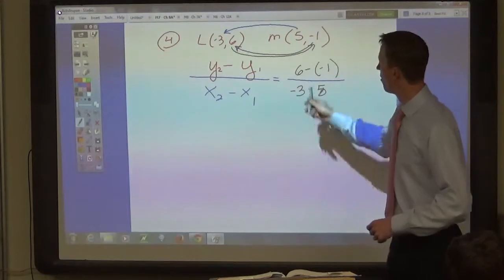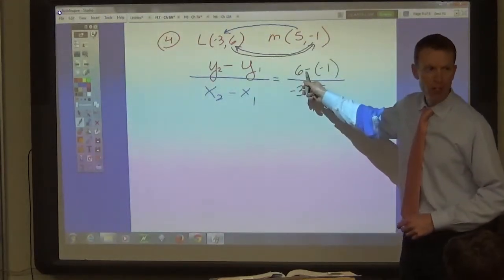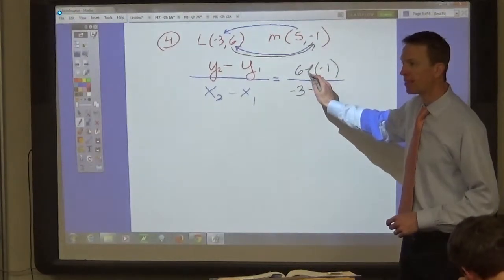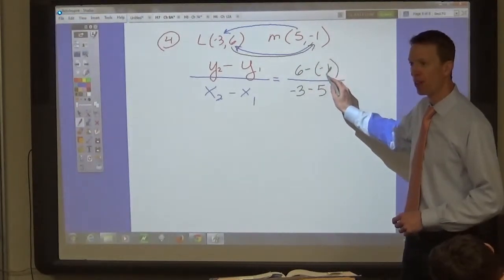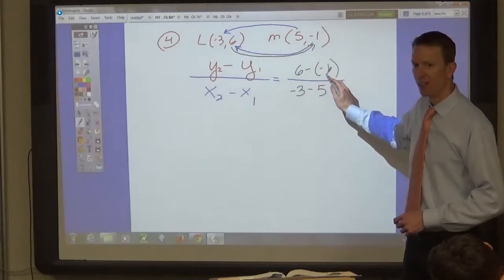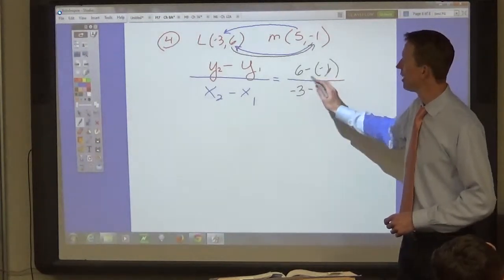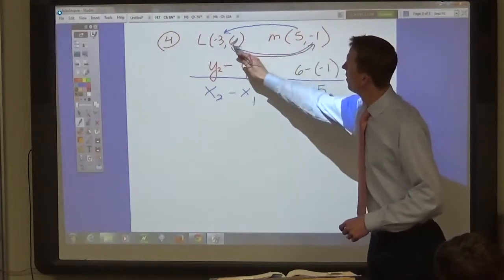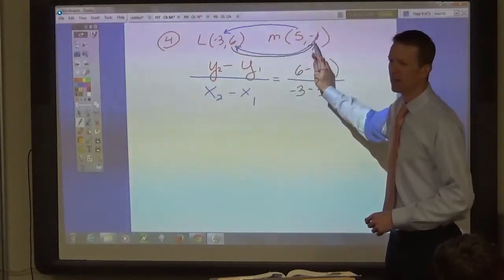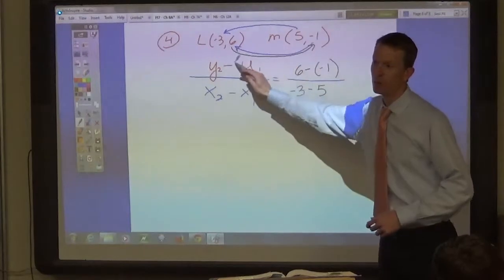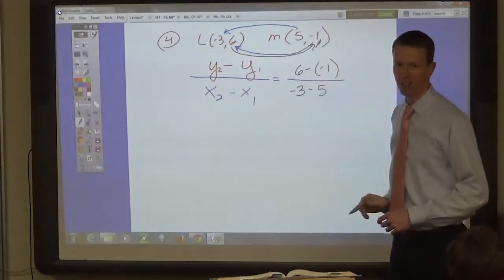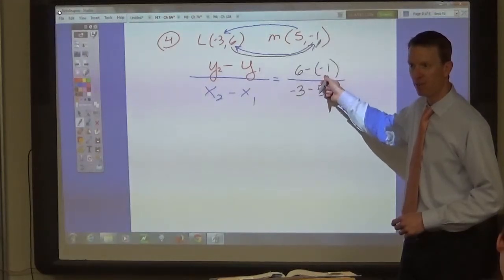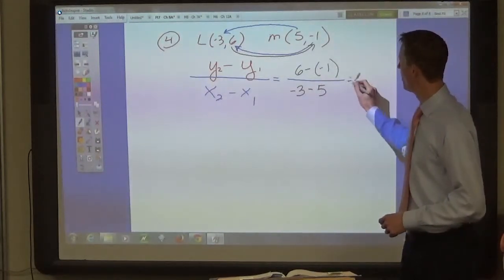-5, right. Now, be careful when you're doing this that you don't forget to put in the minus sign and the negative number. Okay, that's a common mistake, because you're thinking, oh, it's just minus, so it's 6 minus 1. No, it's 6 minus -1. You can't forget to put in the other minus sign. Okay? Now we need to simplify this.